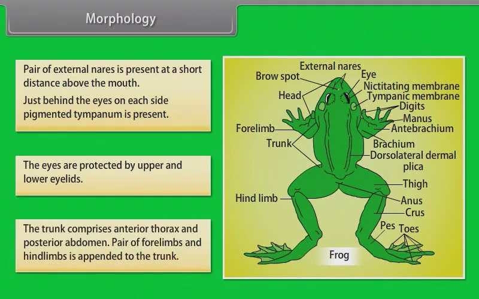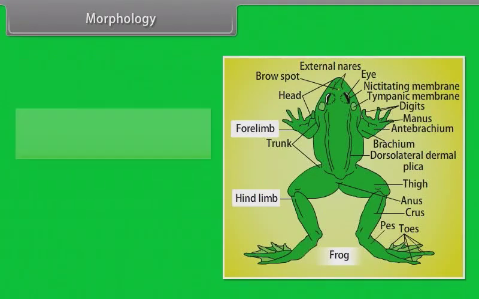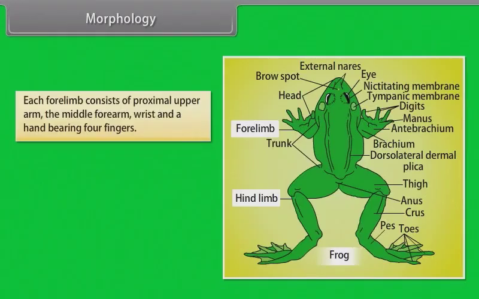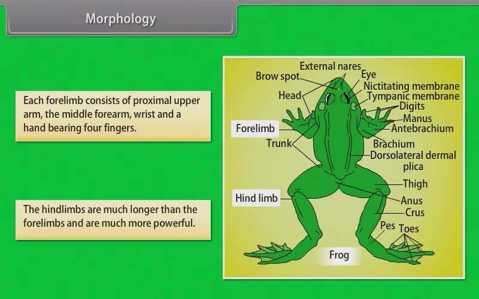The trunk comprises anterior thorax and posterior abdomen. Pair of forelimbs and hindlimbs is appended to the trunk. Each forelimb consists of proximal upper arm and middle forearm, wrist and a hand bearing 4 fingers. The hindlimbs are much longer than the forelimbs and are much more powerful.